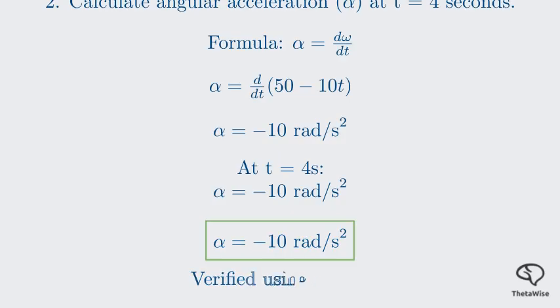Let's verify our answers. The memo also gets 10 rad/s and 10 rad/s², so we are correct. That was a great first example. Now let's try a more complex problem involving rectilinear motion.